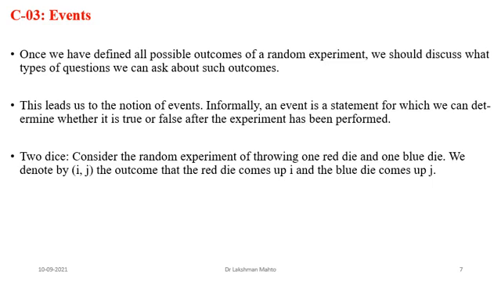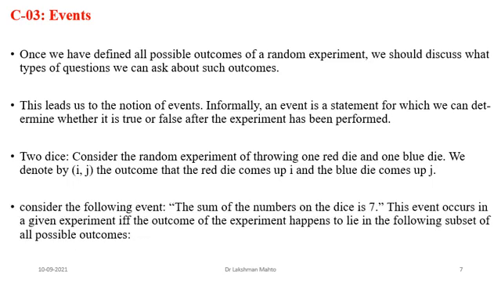Same example, I have taken two dice. Consider the random experiment of throwing one red die and one blue die. We denote one sample point ij as an ordered pair, where i is the outcome from the red die and j is the outcome on the face of the blue die. Now here we are defining an event this way. Consider the following event: the sum of the numbers on the dice is 7. That is where it is talking about some possible outcomes. It is not talking about all possible outcomes.